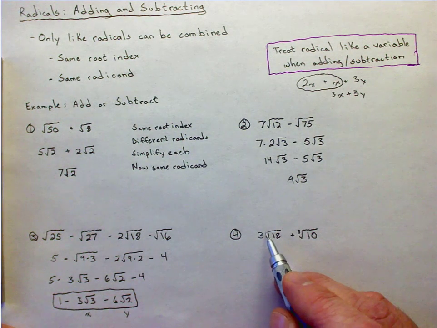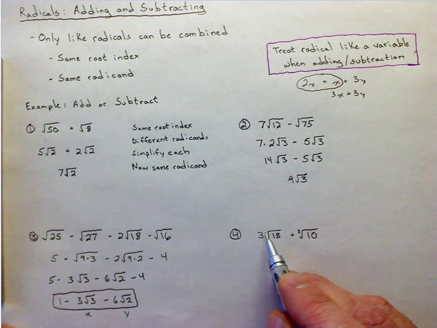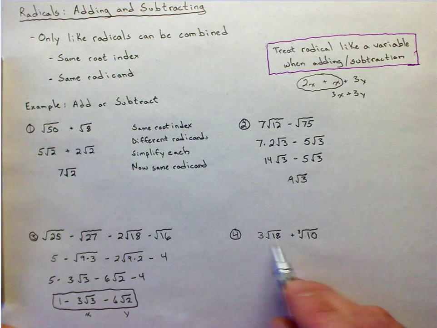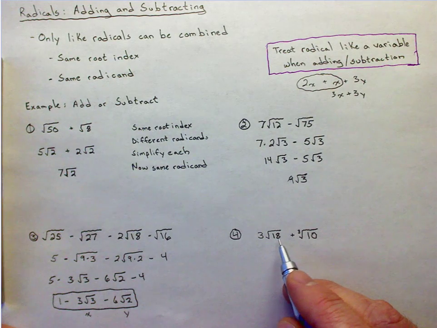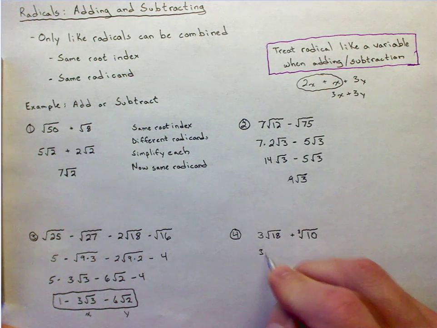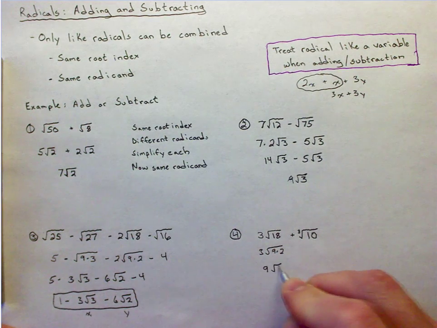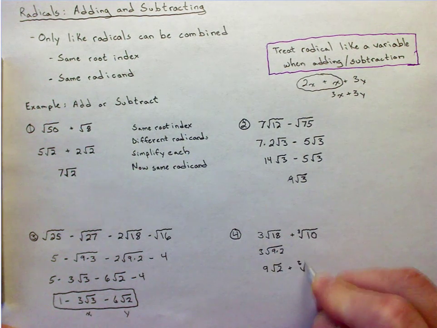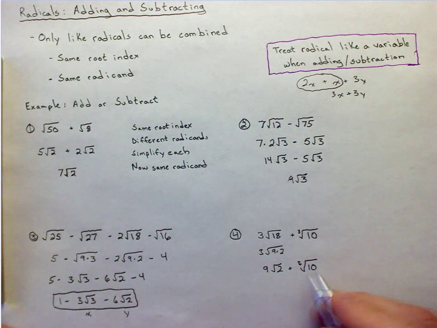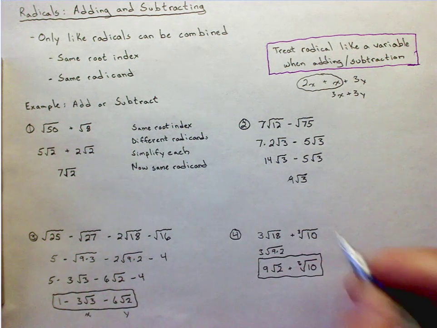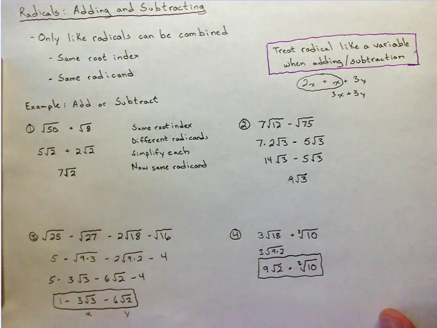I have different root indices here. This is a square and this is a cube. I cannot combine them. I can simplify this and pull it down. This becomes, so pull that out, and that's 9 square roots of 2 plus the cube root of 10. But unless that was a perfect cube, I can't do anything with it, and 10 is not a perfect cube. So with that one, all I could do is simplify that term in the expression.